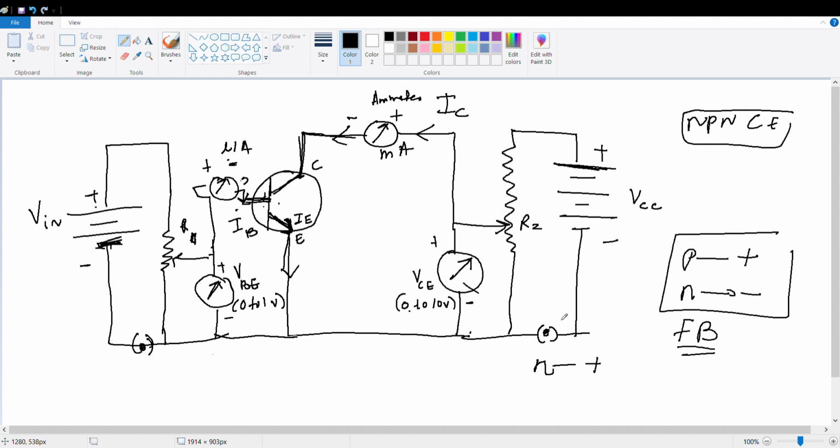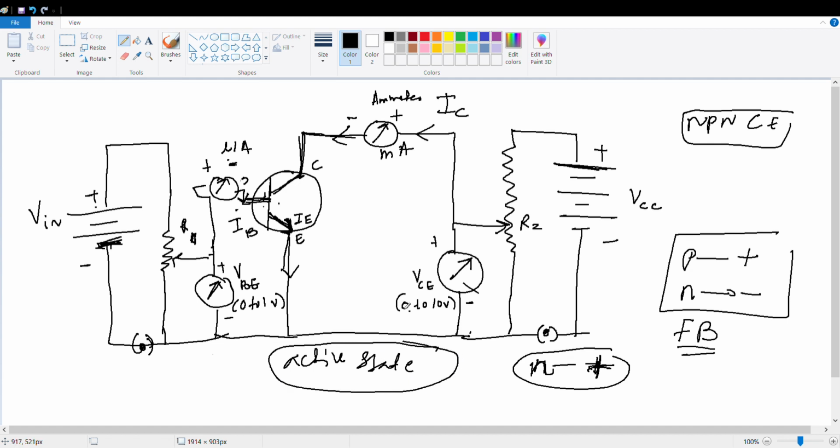So when the collector is connected to the positive part, is it a forward bias or a reverse bias? N is connected to the positive part of the battery. It should be reverse bias. So this is called active state. Remember, this is how the transistor is working.